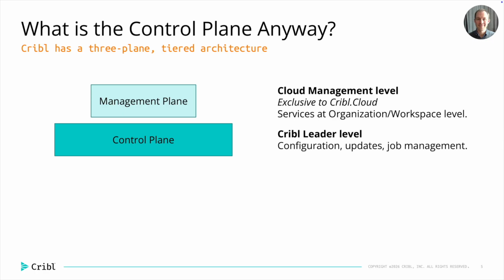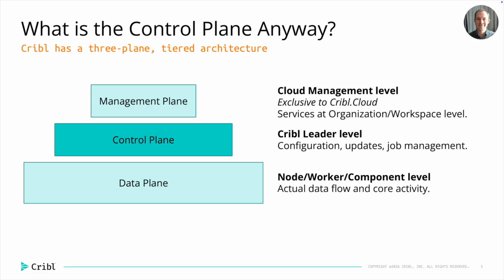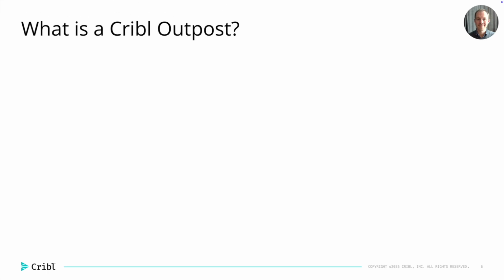The control plane is the Cribl leader level. This is where operational choices are made, focusing on things like configuration, updates, and managing jobs. The final level to be aware of is the data plane. This is where Cribl Stream nodes or Edge nodes actually sit, and is where the horizontal data flow and core activity takes place. For this presentation, we're going to be mostly focused on the control plane. This is the part that, as we are scaling an Edge deployment, we need to pay more and more attention to. The first thing to think about in the control plane is a Cribl Outpost.